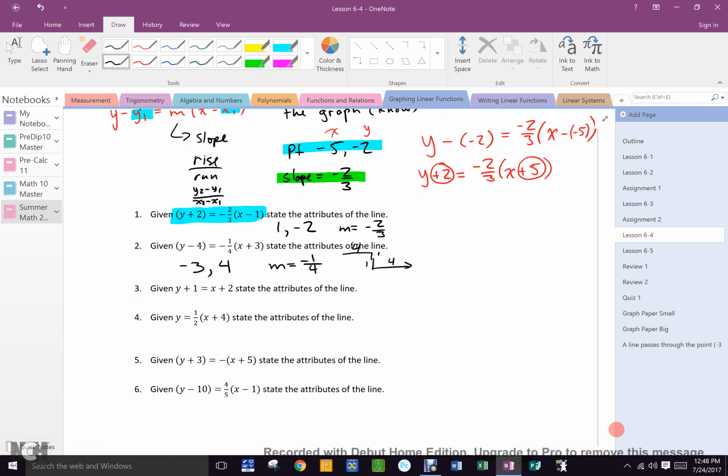Uh-oh, it looks slightly different. Do I have a starting point? What is it? Negative 2, negative 1, because x's go first. And what's my slope? Right, there's no number in front of x. What's the number that we don't write? 1. So what's the slope? 1.